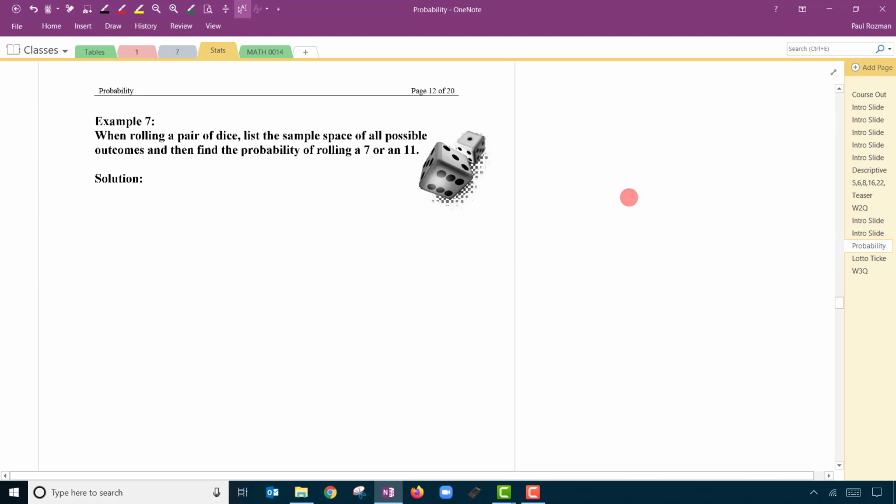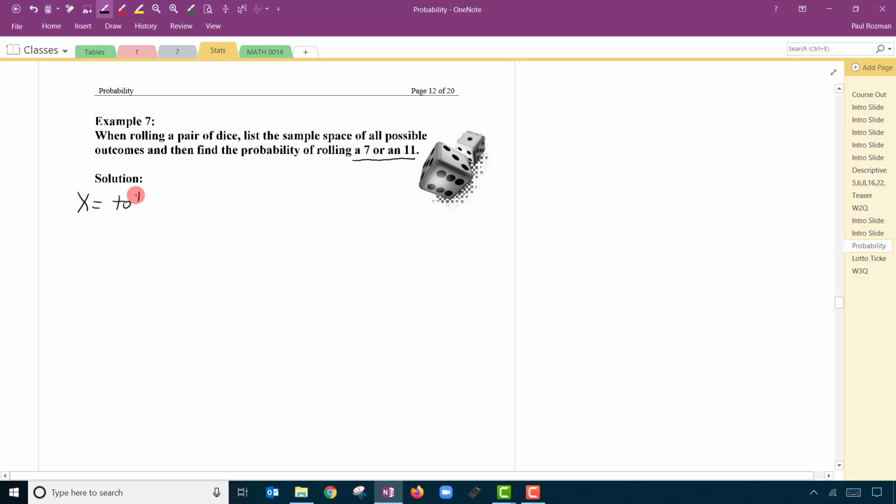Let's see what happens in this example. We're going to roll a pair of dice, list the sample space of all possibilities, and then find the probability of getting a 7 or an 11. So that's a pair of dice. So we're looking for a total of 7 or 11.